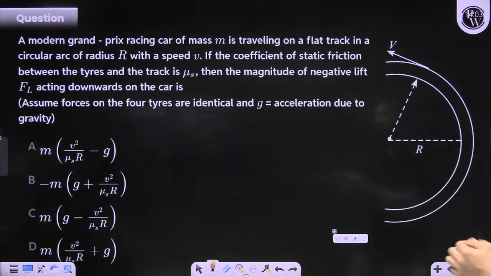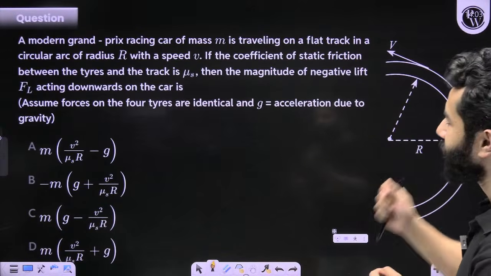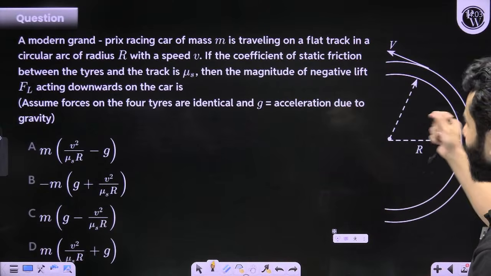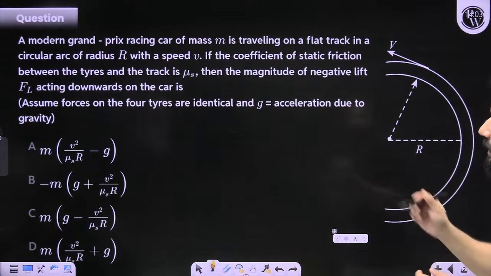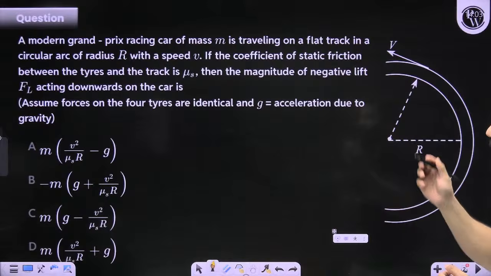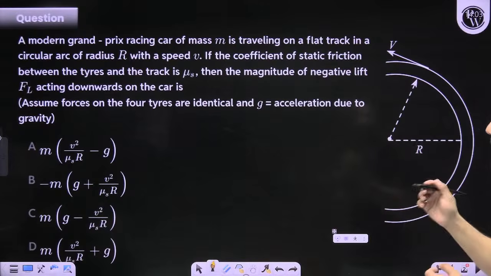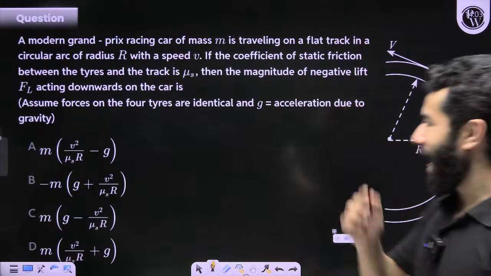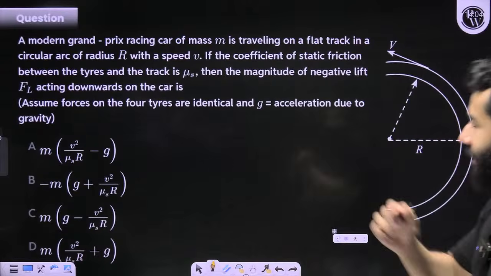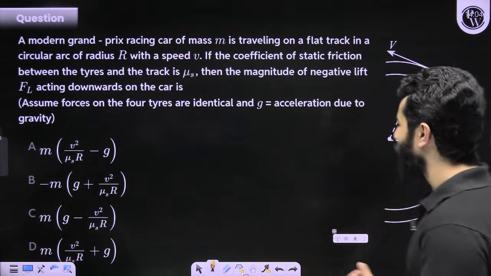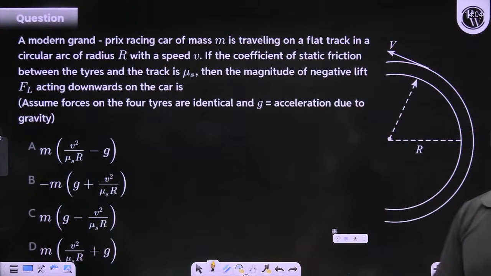The first question says, a modern Grand Prix racing car of mass m is traveling on a flat track in a circular arc of radius capital R with a speed v. If the coefficient of static friction between the tires and the track is mu s, then the magnitude of the negative lift acting downwards on the car is. Assume forces on 4 tires are identical and small g is the acceleration due to gravity.